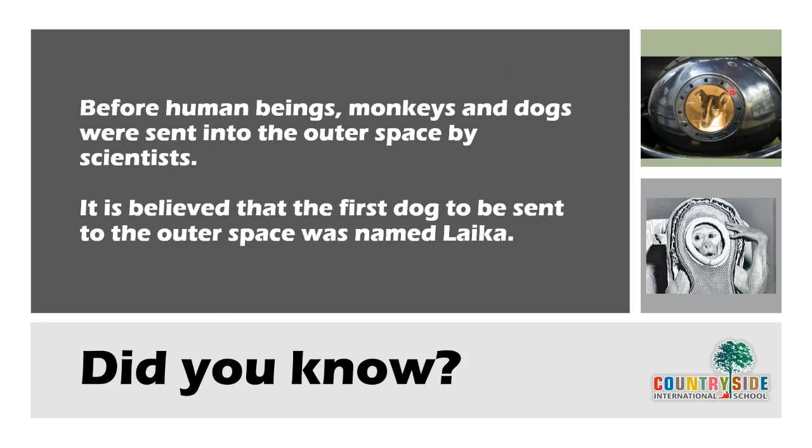Can you see in the picture? This is how they were put inside the spacecraft and then sent to space. And it is believed that the first dog to be sent to outer space was named Laika. This is the picture of Laika, who was the first dog to go to space. So before human beings, animals were sent to space. Interesting fact, right, children?